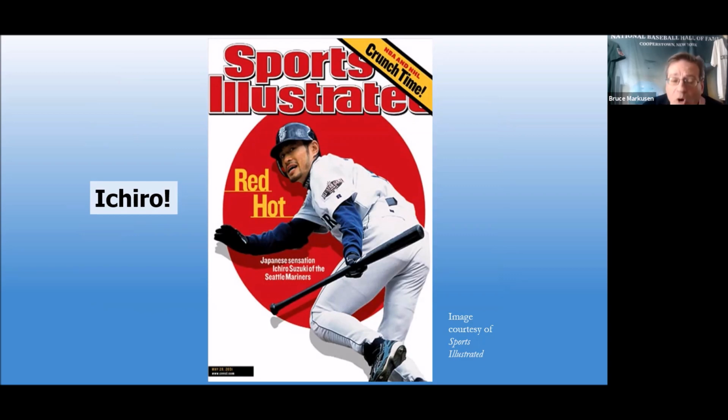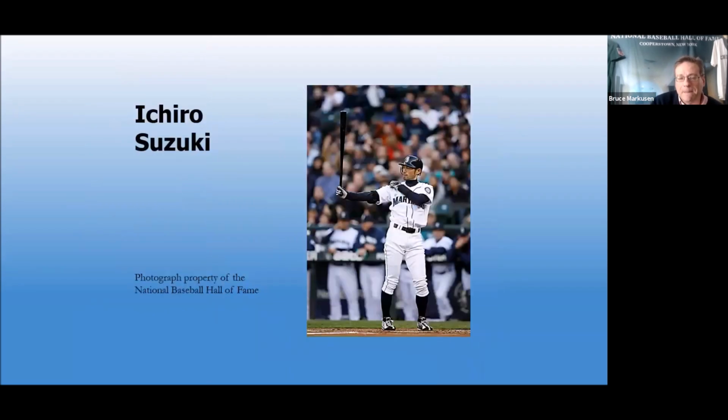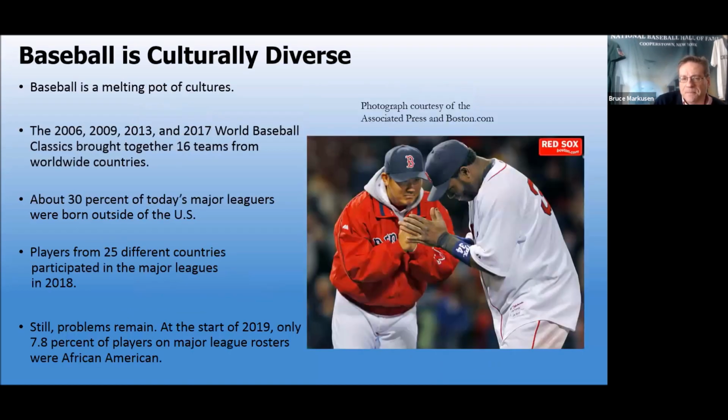who won an MVP award, Rookie of the Year, batting champion, one of the greatest pure hitters in the history of baseball. Just retired last year, not yet eligible for the Hall of Fame. Some people think, though, he might become the first Japanese-born member of our Hall of Fame in Cooperstown. There we see Ichiro preparing during one of his at-bats with the Seattle Mariners.